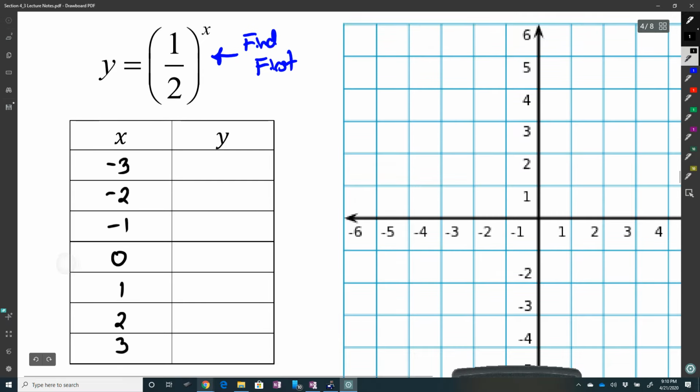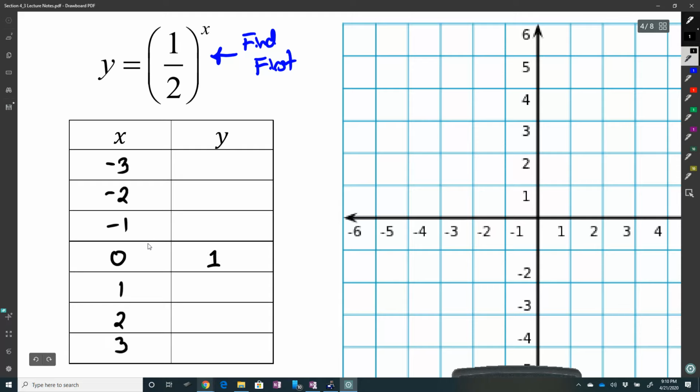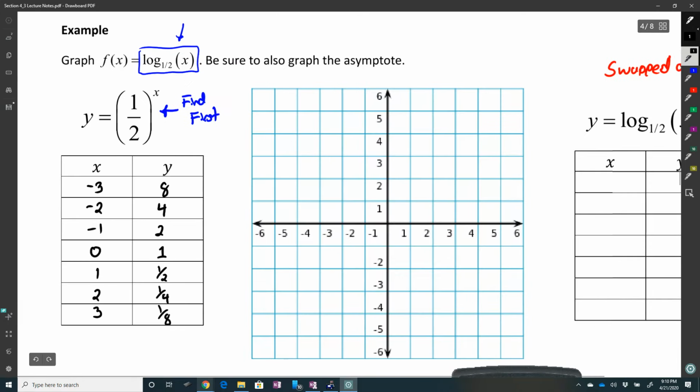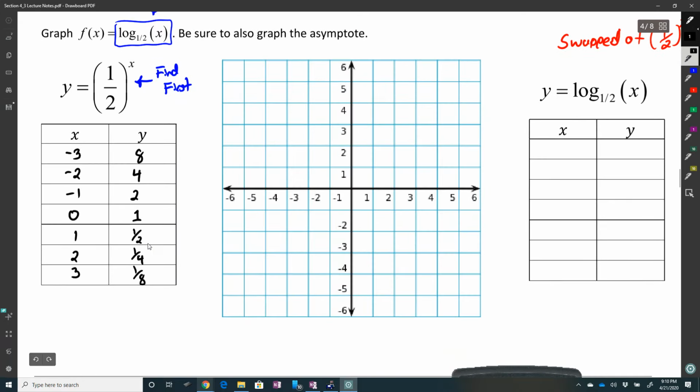if I have 1/2 to the x, 1/2 to the 0 is 1, 1/2 to the 1 is a half, a fourth, 1/8, 1/2 to the negative 1, 2, 4, 8. Now to graph log base half, all I do is swap the values. So instead of -3, 8, I have 8, -3, 4, -2, 2, -1, 1, 0, 1/2, 1, 1/4, 2, 1/8, 3.